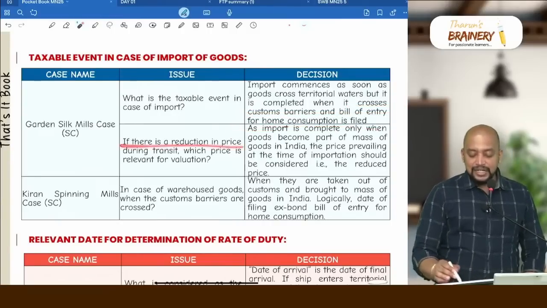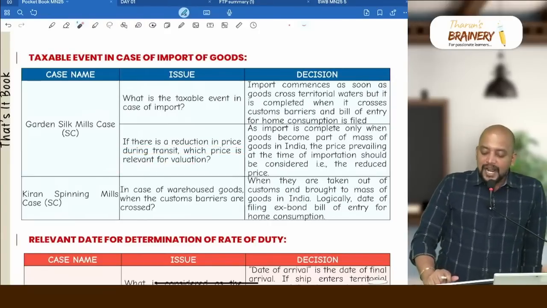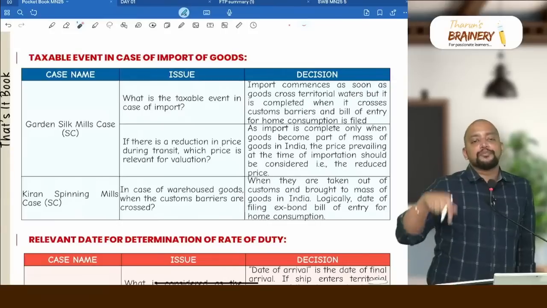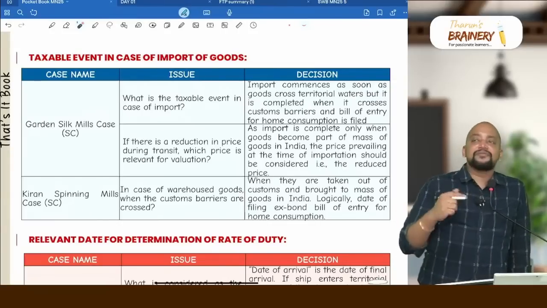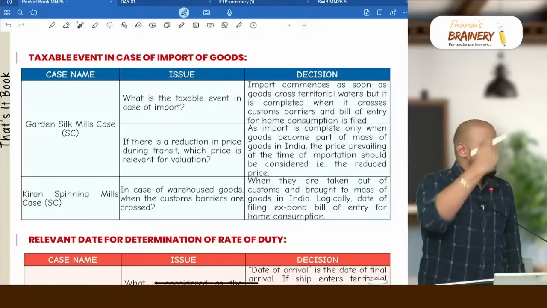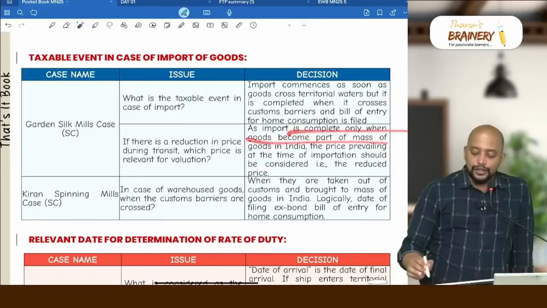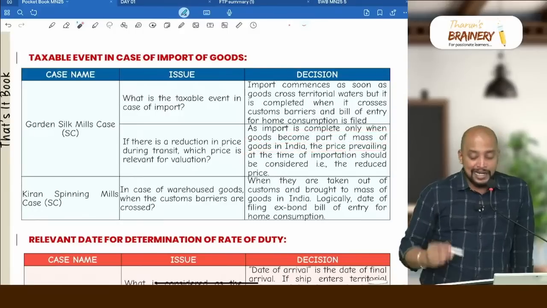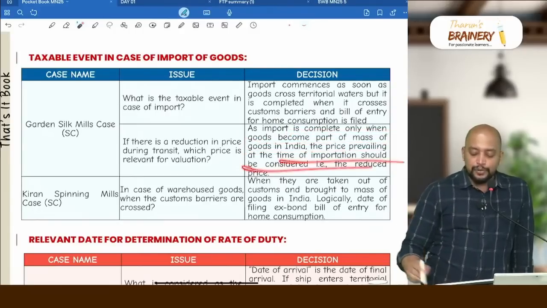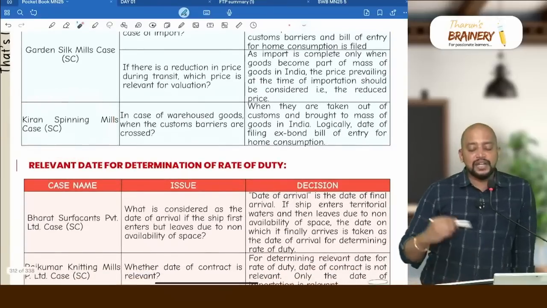If there is a reduction in price during transit, which price is relevant for valuation? The price prevailing at the time of importation, that is the reduced price. Means if there is a price reduction and the importer pays the reduced price, then that reduced price only should be taken. This point I also told you: as import is complete only when goods become part of the mass of goods in India, the price prevailing at the time of importation should be considered, that is the reduced price should be taken.